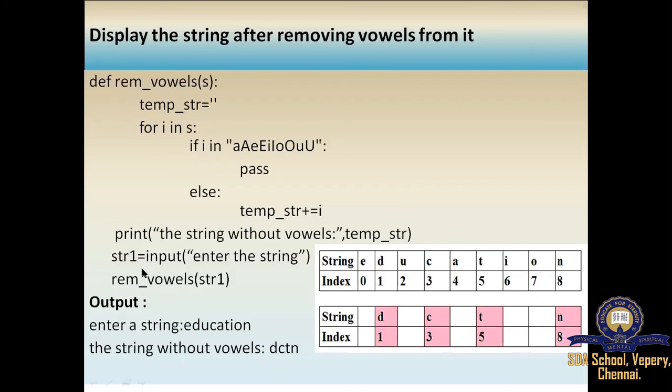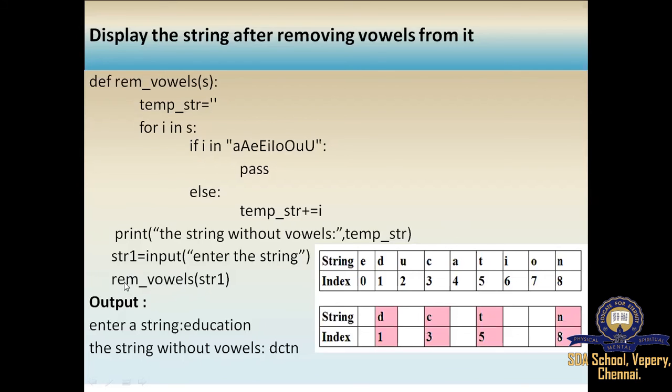Right? So, the user is asked to input a string. Let me input the same education, what you have looked at in the last program. If I input education as a string, that will be stored in str1 like this. Remove vowels is the name of the user-defined function. This function will be called. How will you call your function? Functions can be called by their name.